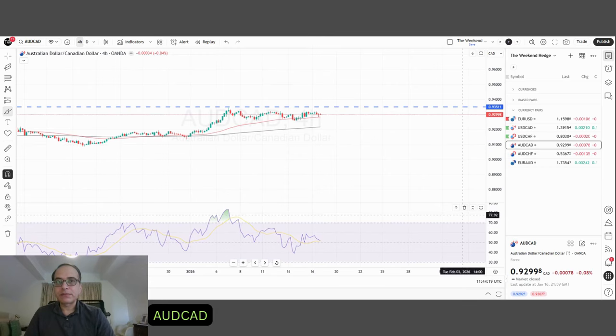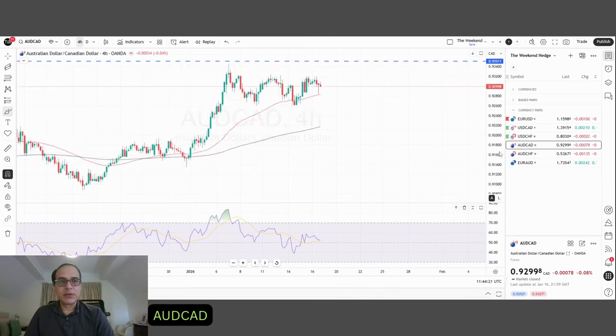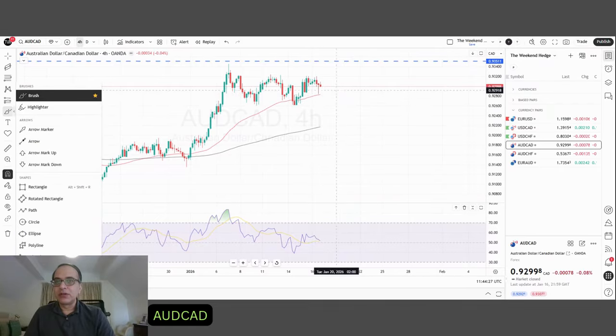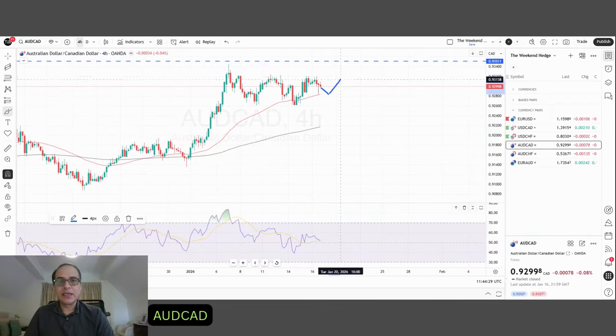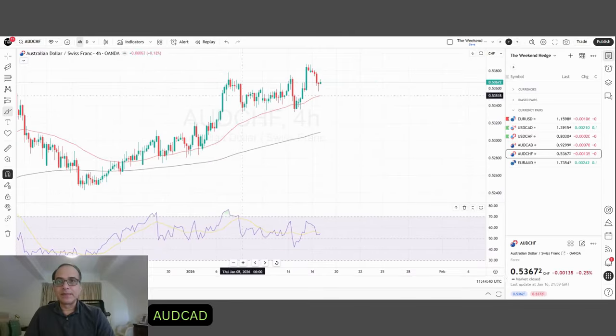Moving to the 4-hourly. What we can see here is that it's kind of bouncing off the 50-day moving average. So any pullback that I see here, I would be looking at entering buy trades into the 0.935 level and booking in my profits there.